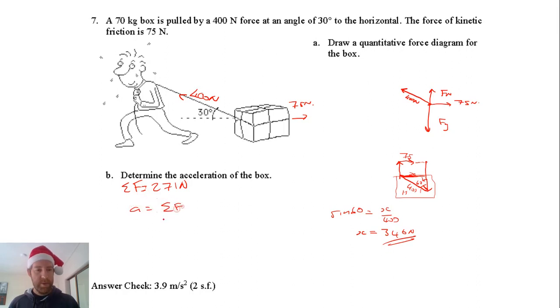Acceleration is total force over m equals 271 newtons over 70 kgs.